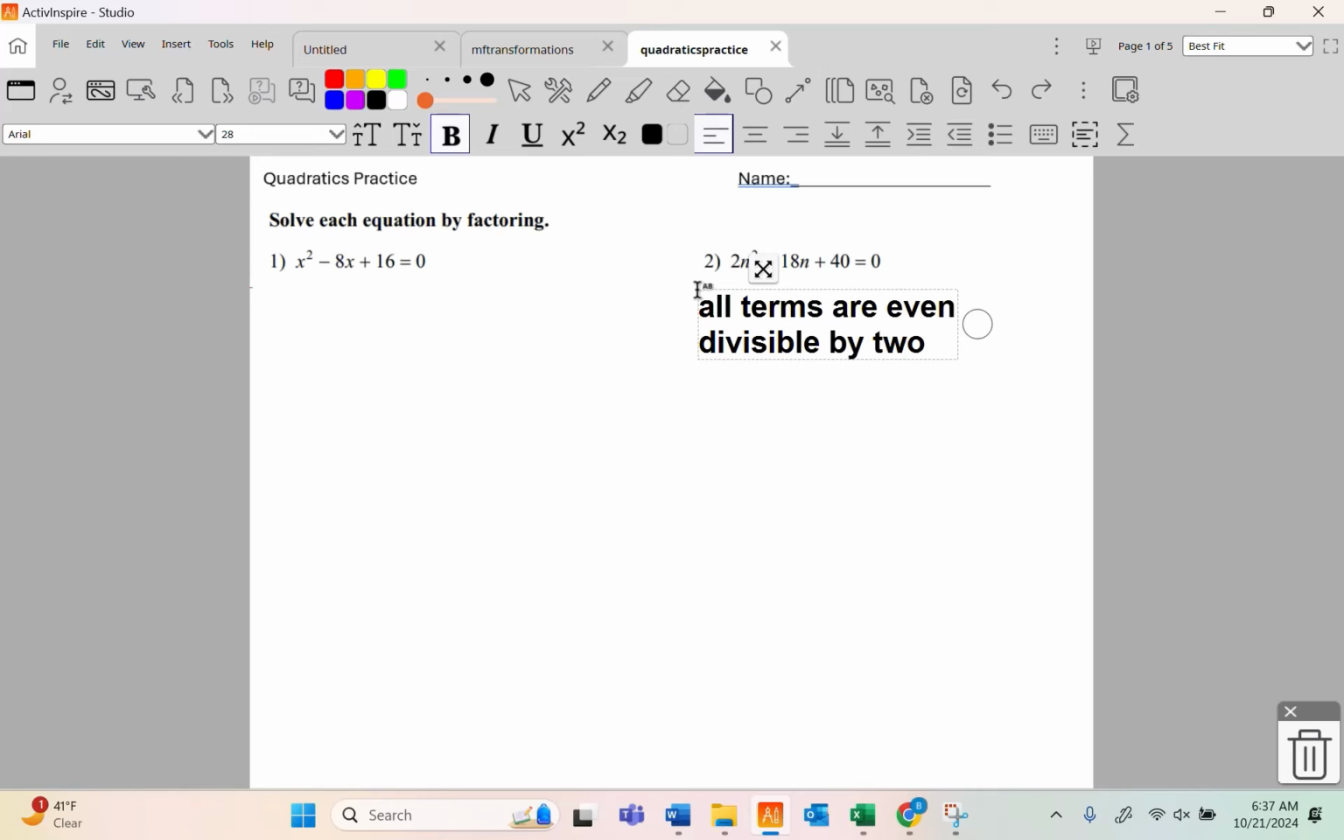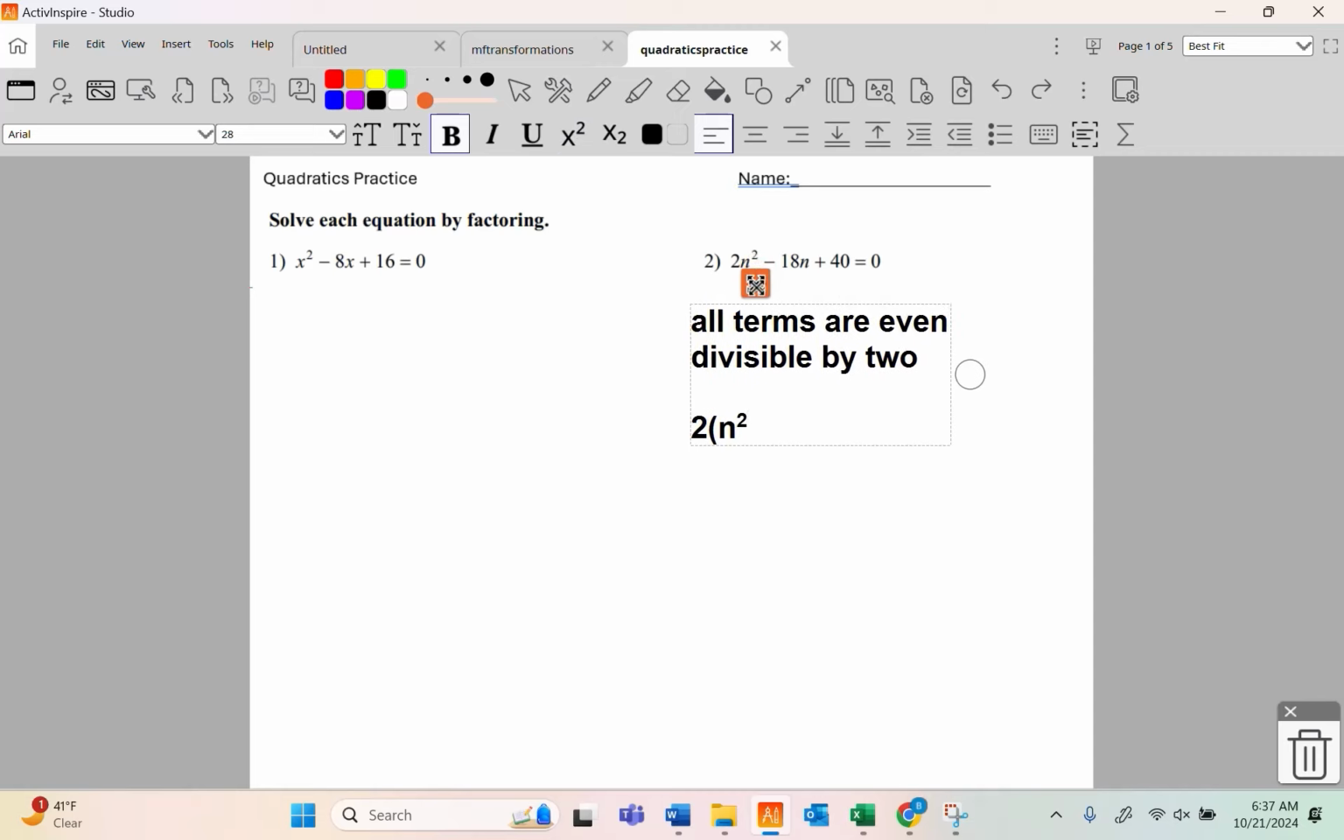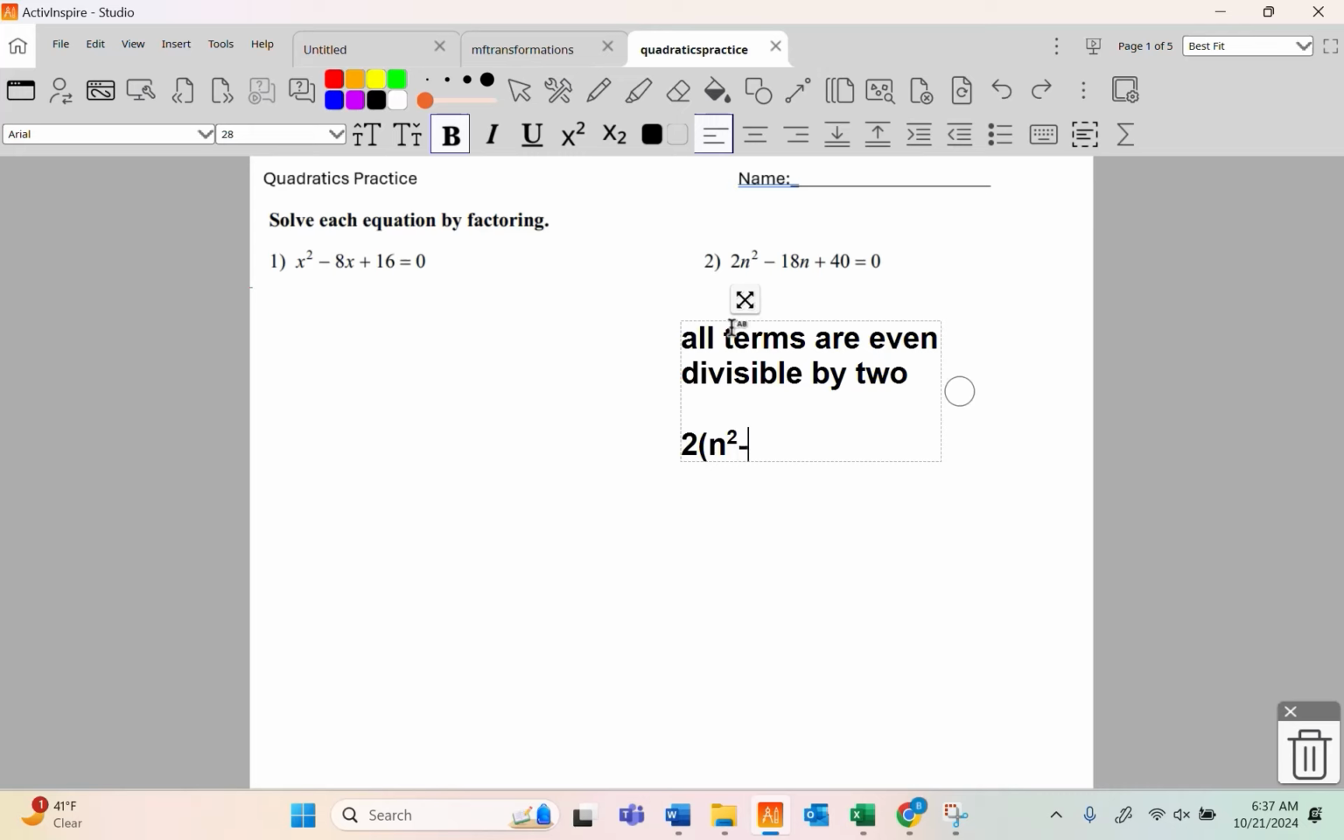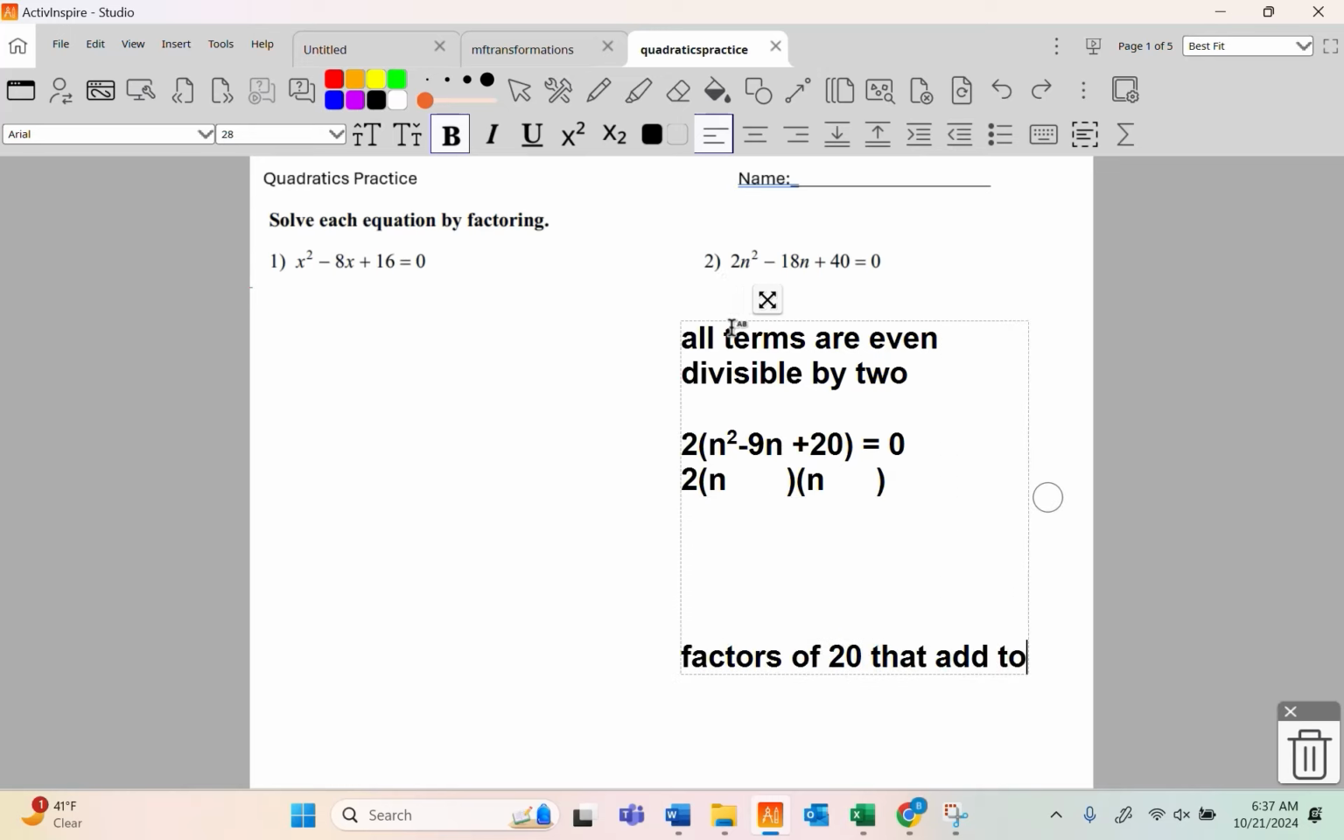by 2. So I'm going to pull that 2. If I pull a 2 from 2n squared, I have an n squared left. If I pull it from I think it's a negative 18n, I have a negative 9n left. And if I pull it from 40, I have 20. So this makes it easier to factor because to make an n squared, you've got to have an n and an n. Now, what I'm thinking about is factors of 20 that add to negative 9, and that happens to be negative 4 and negative 5.